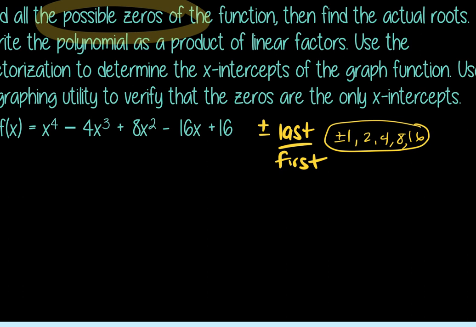Descartes' rule. So if you think about it, if I count as is, 1 sign change, 1 sign change, 1 sign change, 1 sign change. So there are 4 or 2 or 0 positive roots. That doesn't really help me much. But what happens if I make these negatives?